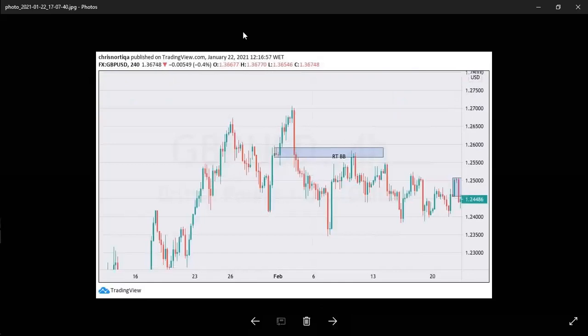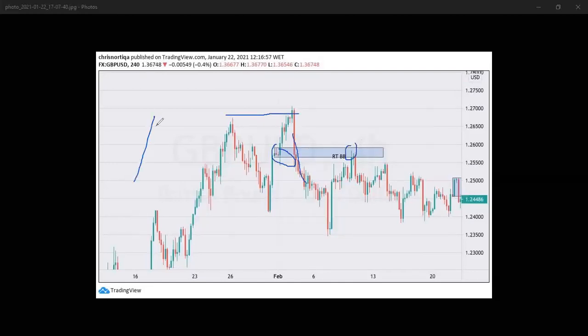This is another. This one is so clear. Order block used to take out this high, and then there's a BMS, and this is the return to breaker. Right here.